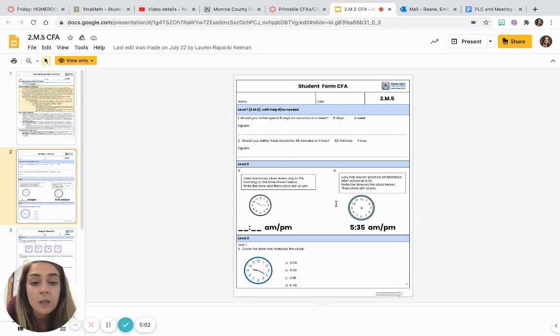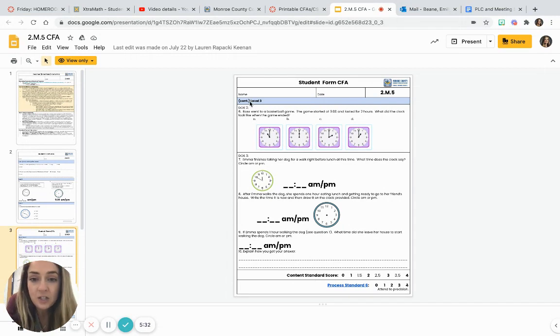Then number 4, Lucy has soccer practice on Monday after school at 5:35. Write the time on the clock, so you'll have to draw in the time, and then circle AM or PM. Then level 3, question 5, circle the time that matches the clock. So you'll have to look at this clock and then tell me, does this clock say 9:40, 9:20, 3:45, or 4:45?